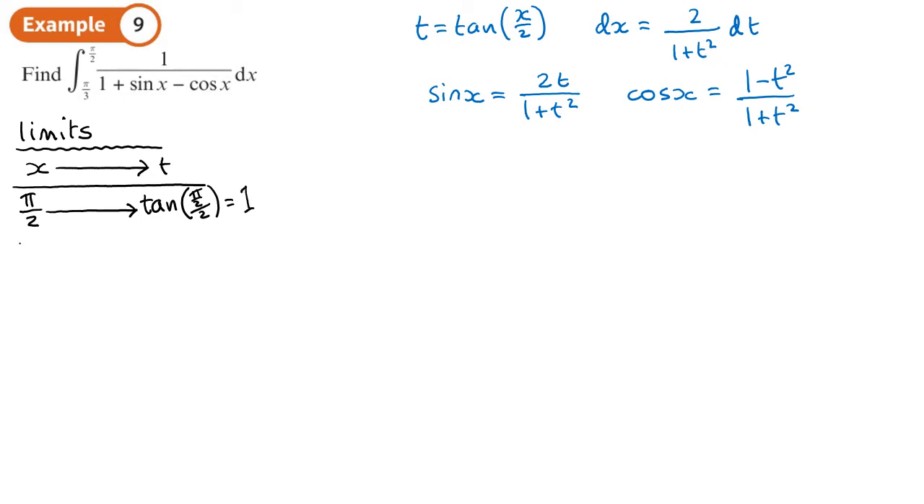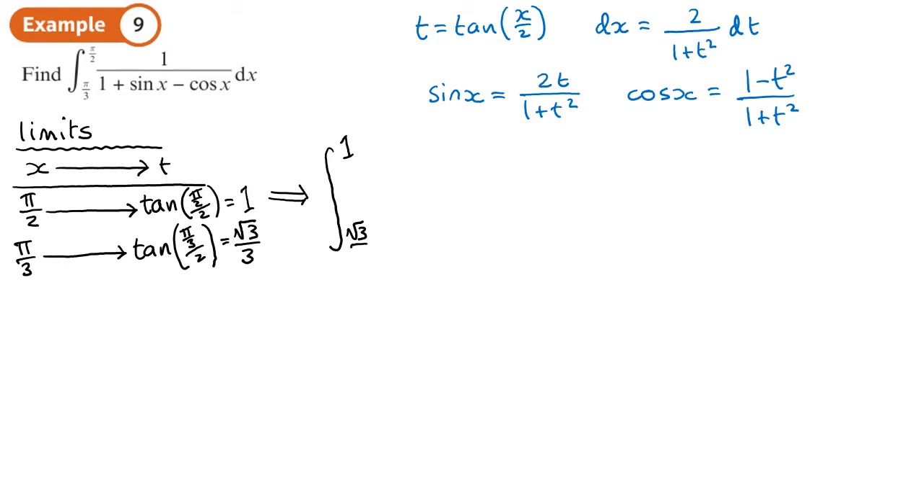The other limit is pi over 3. So again, change it to a t limit, so it's going to be the tan of pi over 3 over 2. Just change x for pi over 3. And if we work that out on our calculator, we get root 3 over 3. So now we'll do all of the substitutions.